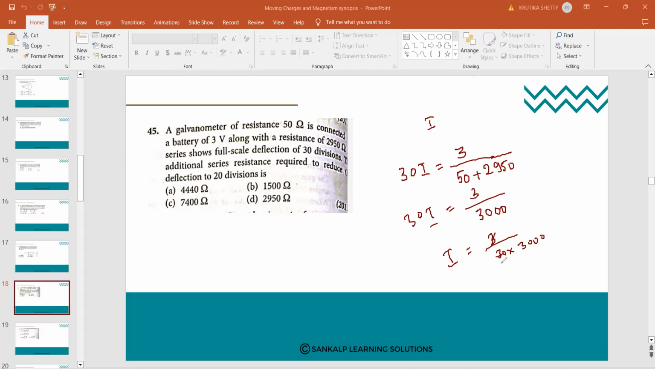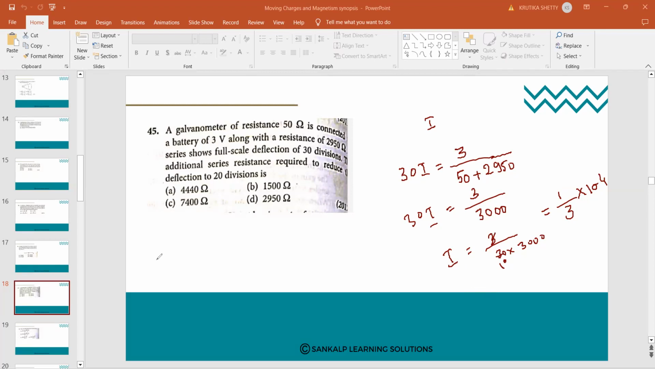So 3 ones are 3, 3 tens are 30, that is nothing but 1 divided by 3, and I will write this as into 10 to the power of minus 4. So here 3000 into 10 becomes 30,000. So 30,000, I write this as 1/3 into 3 into 10 raised to 4, and taking 10 raised to 4 to the bottom, it becomes 10 raised to minus 4. Therefore this is your I value.